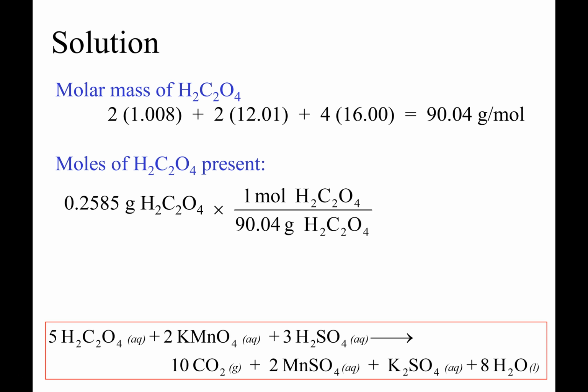So Cole, how many significant figures to round it to? 4. Yep, was not a trick question. So 4 sig figs looks like this: 0.002871 moles of H2C2O4.